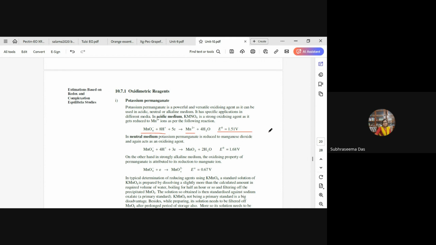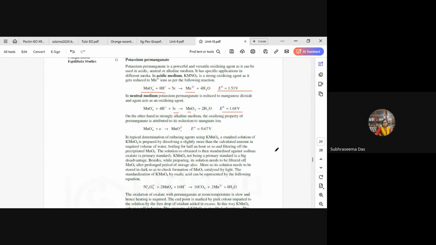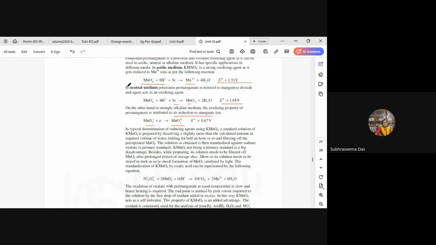In neutral medium, KMnO4 is reduced to manganese dioxide. 3 electrons are involved, and the E0 is 1.68 volt. On the other hand, in strongly alkaline medium, the oxidizing property is attributed to its reduction to manganate ion, that is, MnO4 minus is converted to MnO4 2 minus. So here we can see that KMnO4 is a very versatile oxidizing agent.